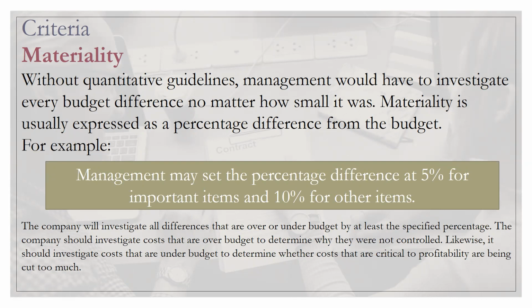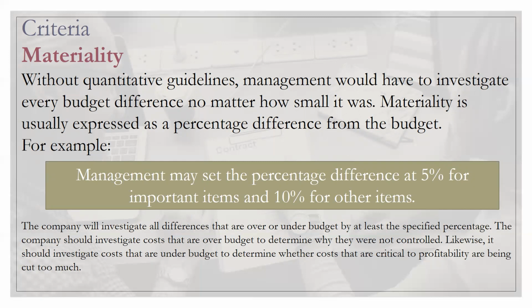The company should investigate costs that are over budget to determine why they were not controlled. Likewise, it should investigate costs that are under budget to determine whether costs that are critical to profitability are being cut too much. So for example, if maintenance costs are budgeted at $80,000 but only $40,000 is spent, there could be major unexpected breakdowns in production facilities in the future.